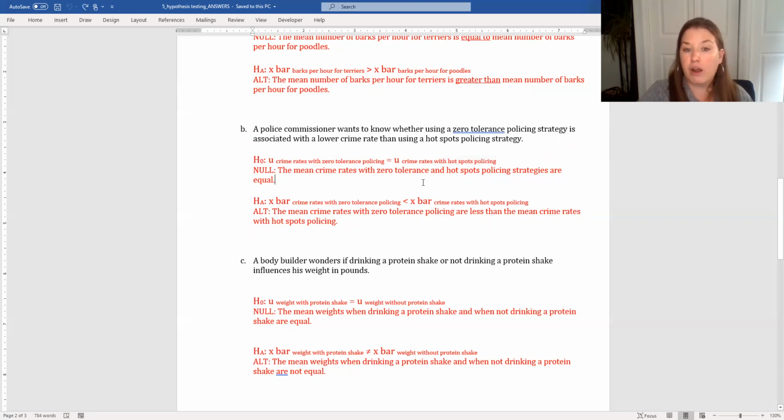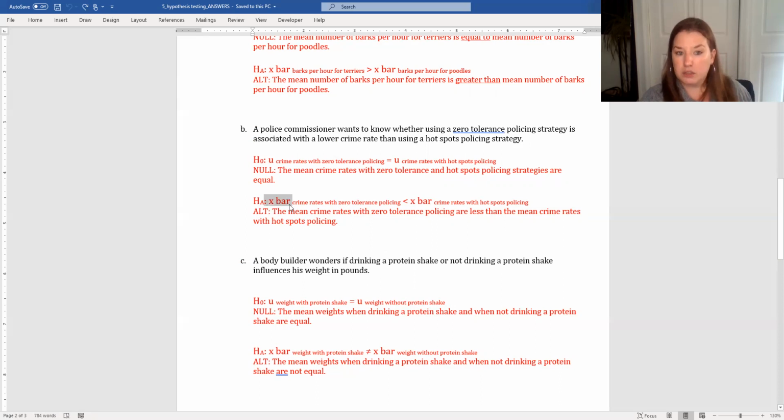So your null is that the mean crime rates with zero tolerance and hotspots are equal. If it's helpful for you to write it out more fully, the mean crime rates with zero tolerance policing are equal to the mean crime rates with hotspots policing, you can do that too. If it's faster to write just that the two of them are equal, I'm fine with that also. Then for your alternative hypothesis, again, nothing changes with your groups, right? You just copy this down from the null hypothesis. The only thing that changes is you're writing HA or H1, either one is fine.